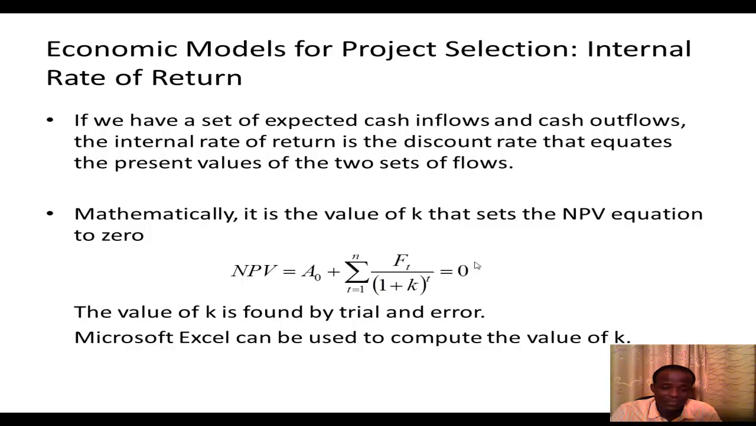In fact, if you break it down mathematically, you have a polynomial of order n, where n is the number of years for the project. And of course, you could try to solve this, but it will take a lot of time to get the roots of this polynomial. In fact, the value of K is found by trial and error, but Microsoft Excel comes in handy and can be used to compute the value of K.